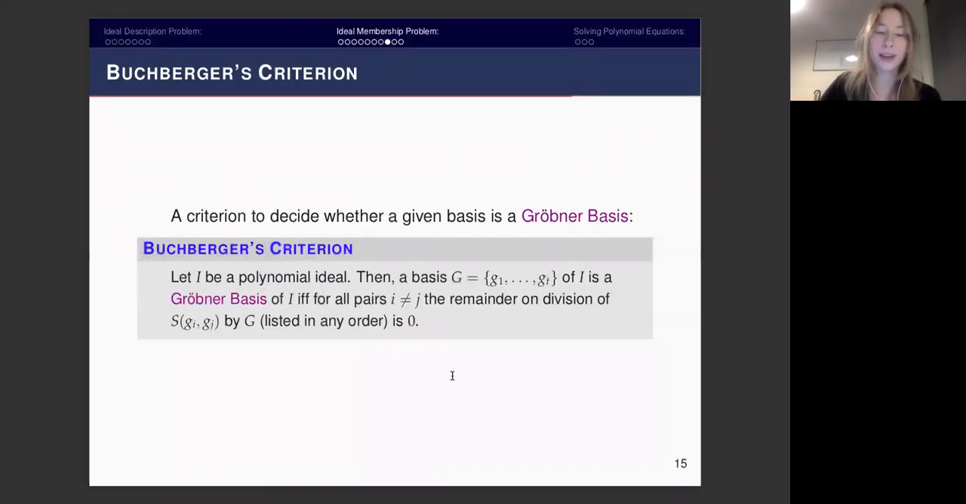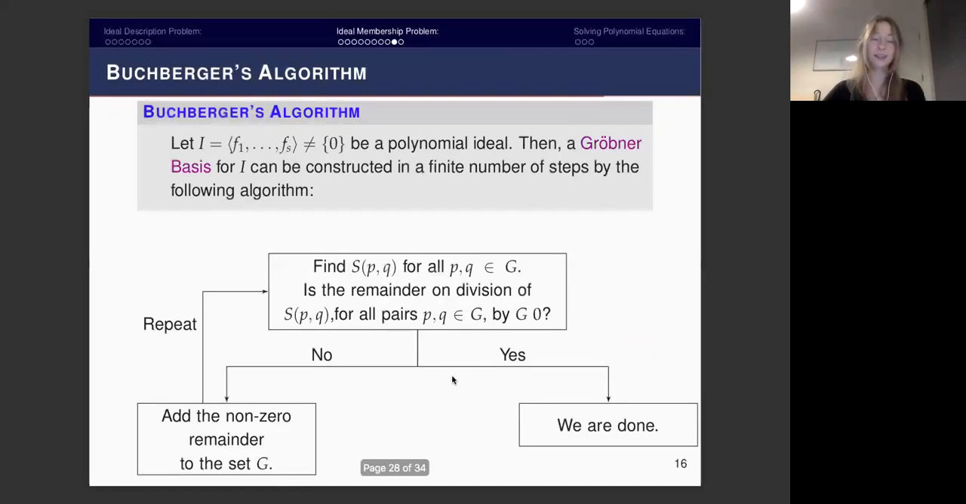Now, Buchberger's criterion will use S polynomials to determine whether a given basis G is a Grobner basis of I or not. It says that if I is an ideal, then a basis capital G of I is a Grobner basis if and only if for all pairs i not equal to j, the remainder on division of the S polynomial defined by the pair Gi, Gj by G is 0. And using Buchberger's criterion, Buchberger also comes up with an algorithm to construct a Grobner basis.